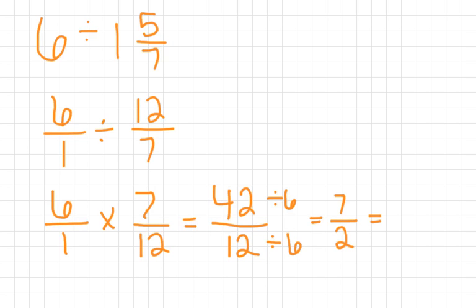So how many times does 2 go into 7? It goes in 3 times, and 3 times 2 is 6. So from that 7, I have 1 left. So my final answer would be 3 1/2.